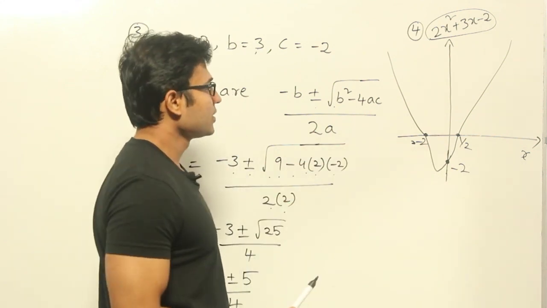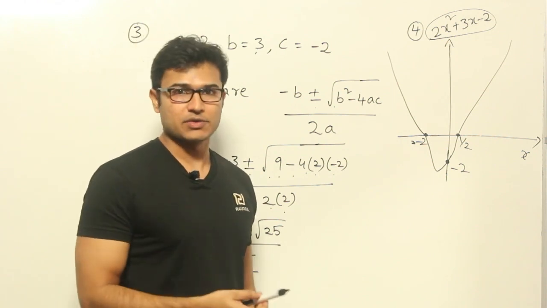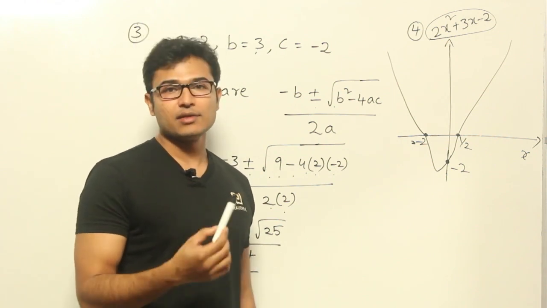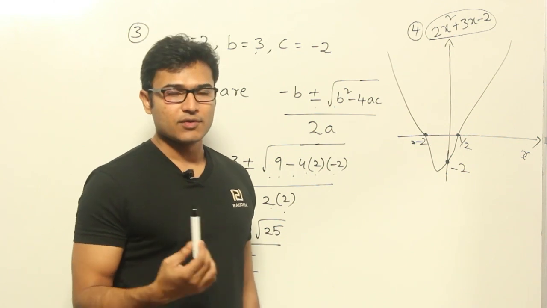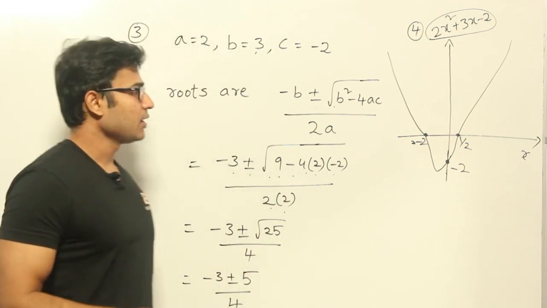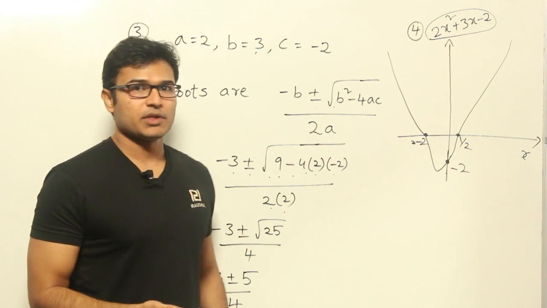So when to use which method: if you are comfortable with factorization, which means if you can get the numbers directly, go with that. If you don't get the numbers, go with the formula, right? And we don't really use the graph method always.